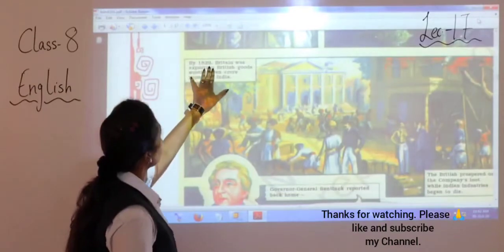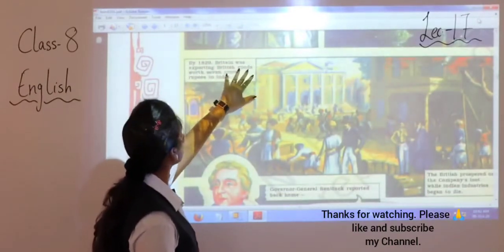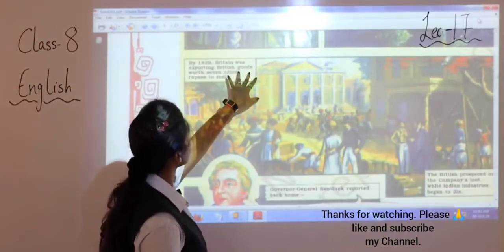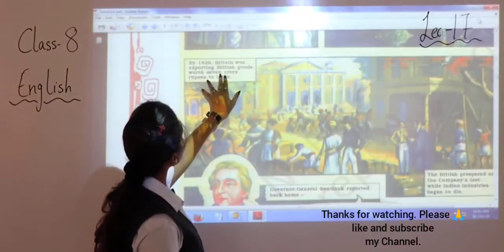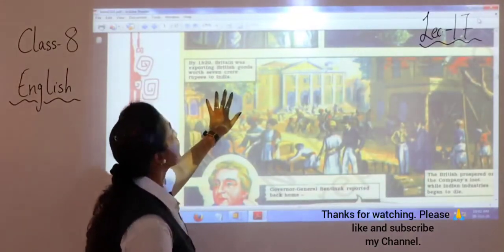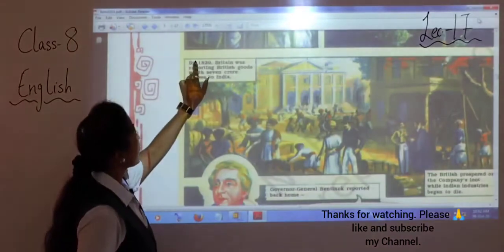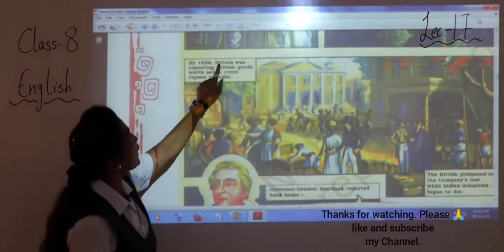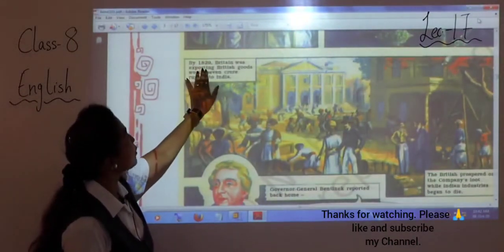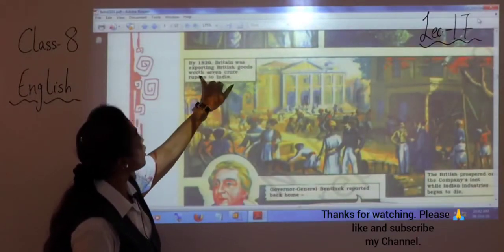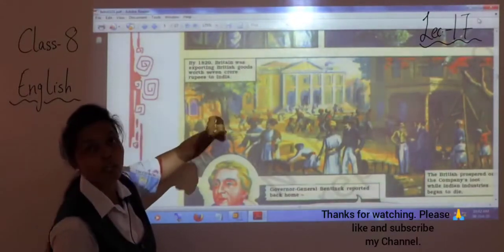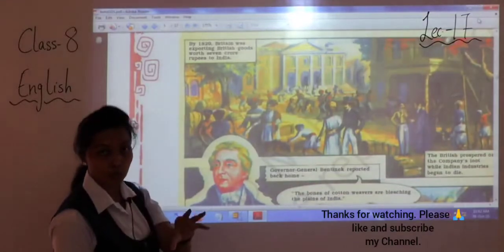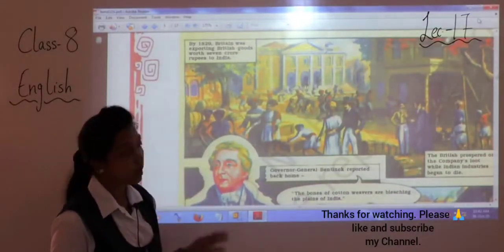By 1829 Britain was exporting British goods worth 7 crore rupees to India. Now in 1829 what did Britain do? Britain was exporting British goods worth 7 crore rupees to India. So that much amount of goods Britain was exporting to India.